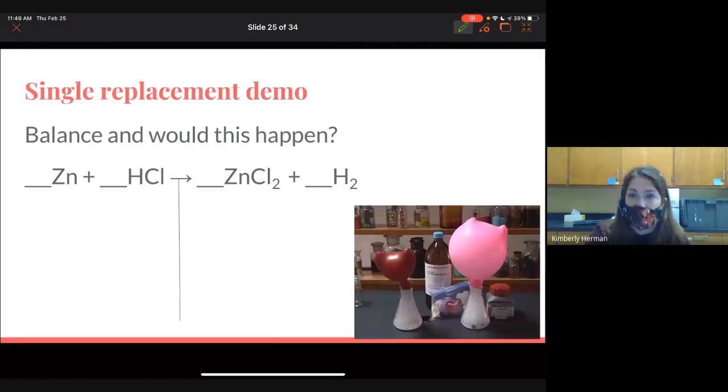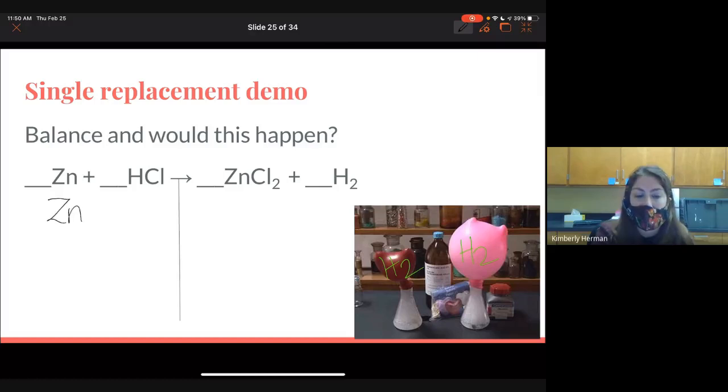You can watch the link for the single replacement demo. What we're looking at is taking zinc, adding it to hydrochloric acid, and forming solid zinc chloride and hydrogen gas, which is highly flammable. What we see in these balloons is that hydrogen gas. So let's balance it and see if it would happen.